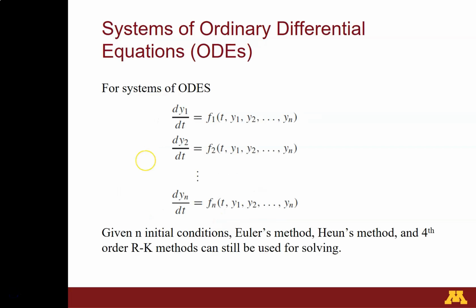For a system of ordinary differential equations like this, several ODEs, given n initial conditions for n ODEs, the previous methods, Euler's method, the Heun method, and the fourth order RK methods can still be used for solving these equations. Just use the same formula.